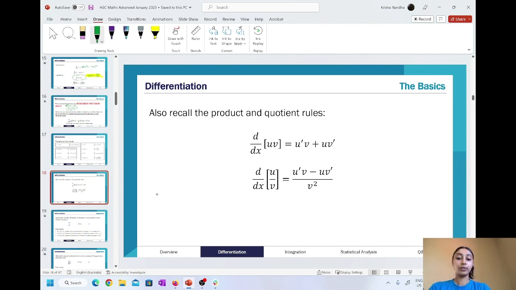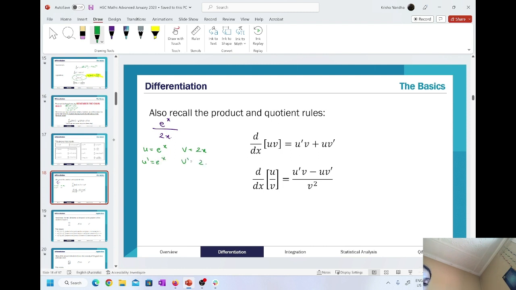We'll do the quotient rule because that's a bit more of a tricky one. So let's say the question is e to the x on 2x, okay? So I will say that u, which is the numerator, is equal to e to the x. v is equal to 2x. u dash is equal to e to the x. v dash is equal to 2. Okay? So we're going to follow that same pattern. We're going to times by this first and then minus that.